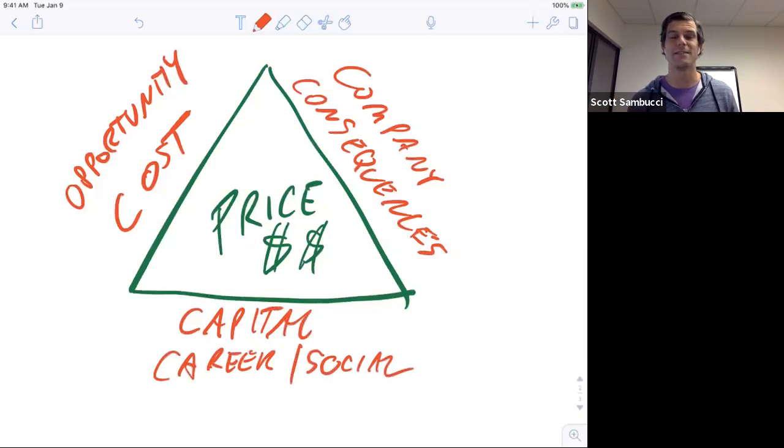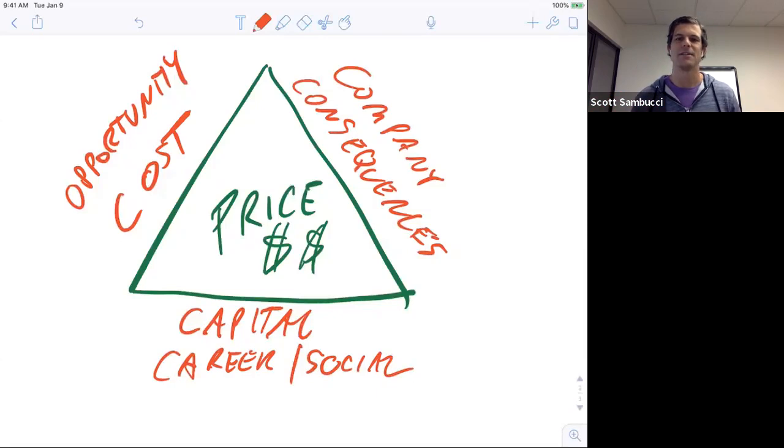If it works great, they get all the credit. If it doesn't work, then they will have spent their social capital, and in some cases, depending on the size of the engagement, it's their social and career capital that they're putting on the line. So that's the third price that your customers are thinking about.